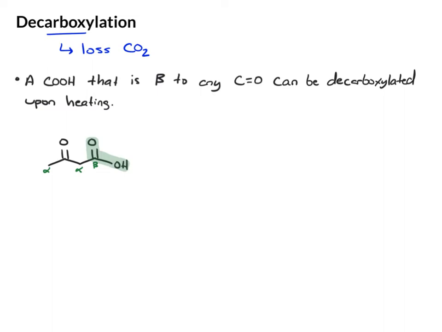I think it would be helpful though if I draw this just a little differently, and all I'm going to do is rotate around this alpha beta bond so that the OH is up near the top. Here's my OH, and I'm actually going to draw out the OH bond. And here's the carbonyl, so it's still the same molecule. And again, I'll go ahead and highlight the carboxylic acid portion.